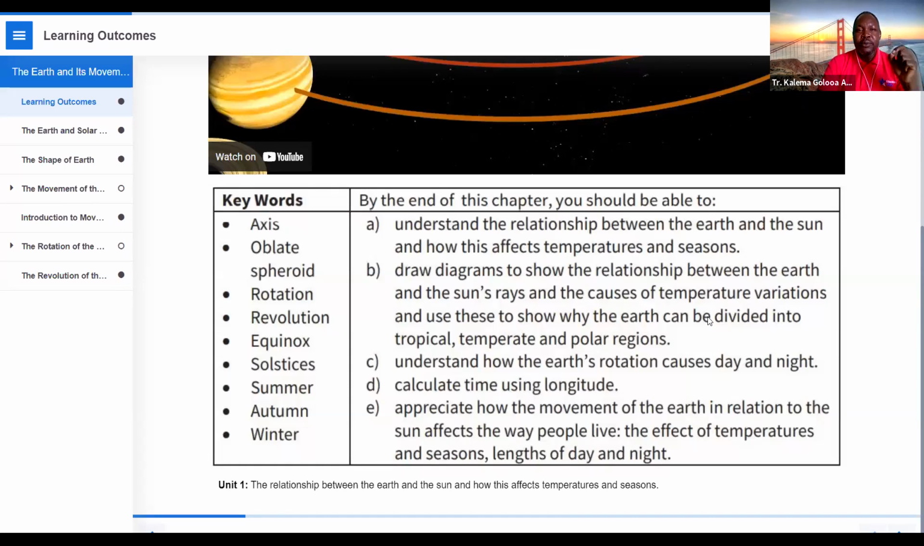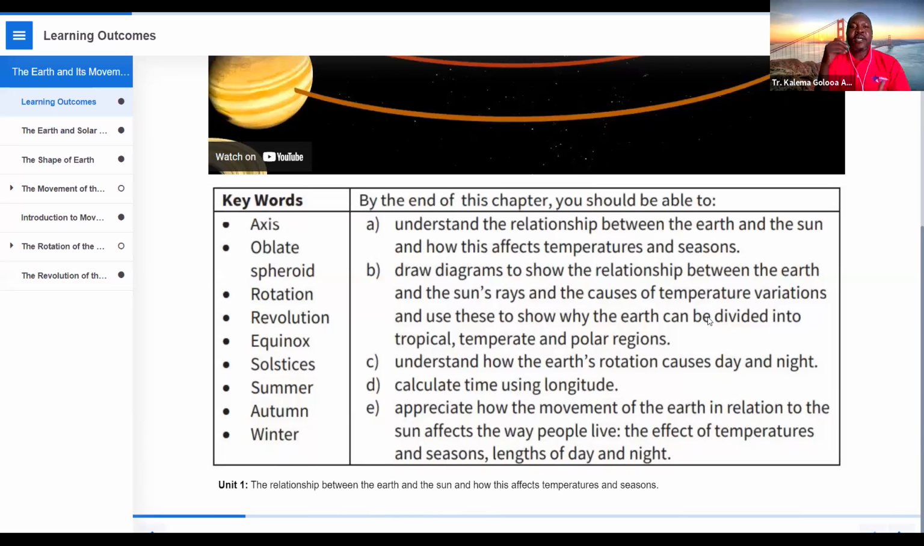What is the relationship between the sun and the seasons on planet Earth? If I were to write questions, you know, that question would be one that I could ask. Secondly, we would like to draw diagrams that show the relationship between the Earth and the sun's rays. How do they interact? How do the sun's rays interact with the Earth? How do they cause variations in temperature?